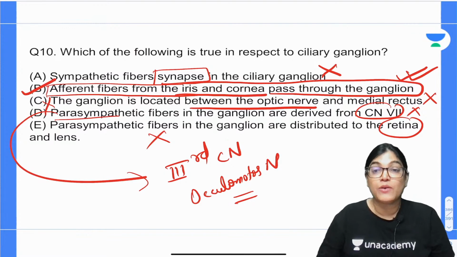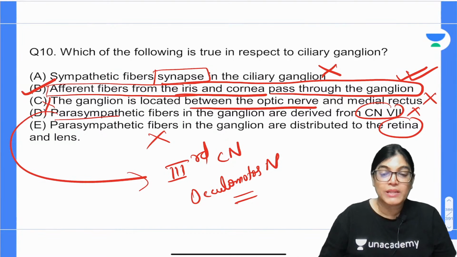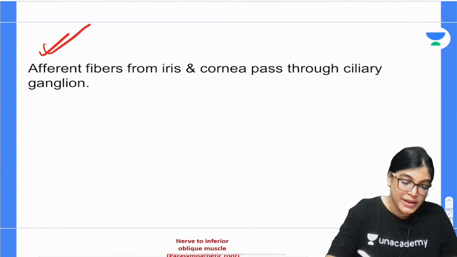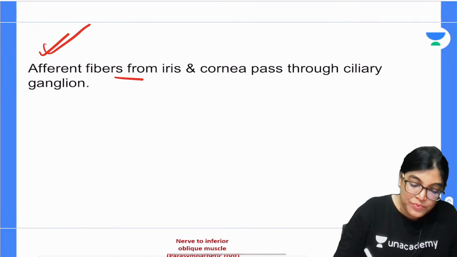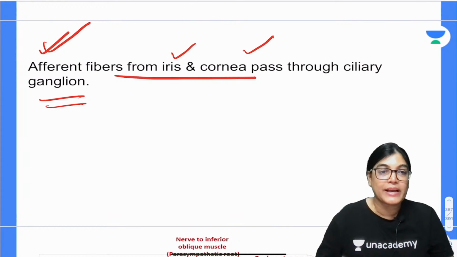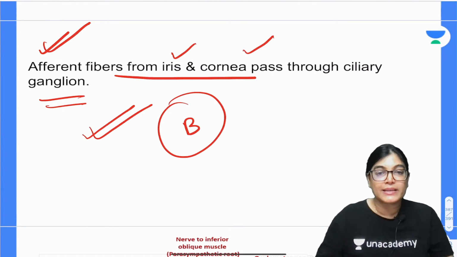My dear aspirants, I want to show you an image where you can clearly see the parasympathetic, sympathetic and sensory fibers innervating. See here, the first thing that is very important, which is the correct statement, is that afferent fibers from the iris and cornea pass through the ciliary ganglion. So this was the correct answer, and this is the reason we chose option B.